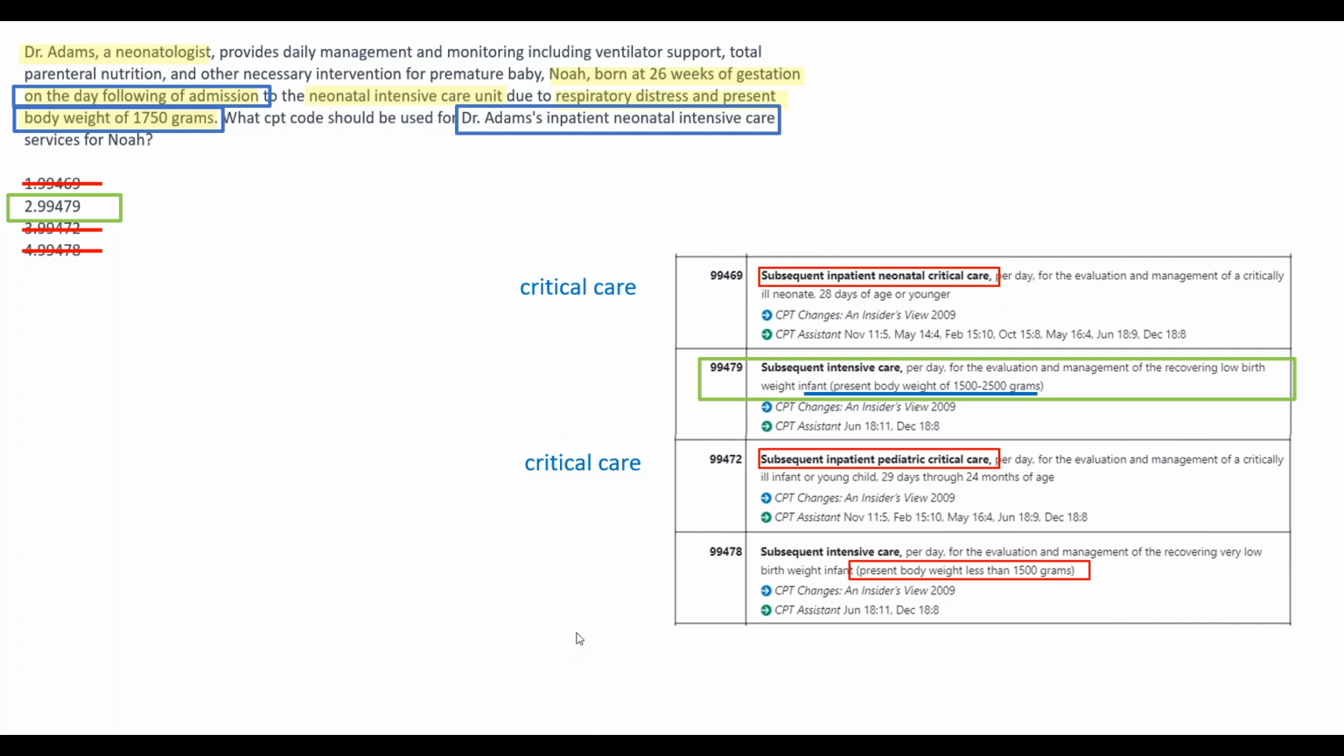So how are you doing on this one, coders? Shall we move on to the next scenario? Did the explanation help? Shall we move to the next scenario? Scenario number 9.